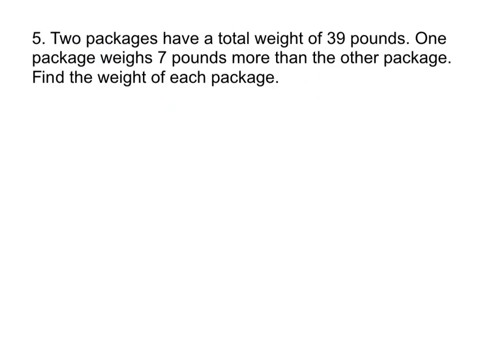Number 5, last example. 2 packages have a total weight of 39 pounds. One package weighs 7 pounds more than the other package. Find the weight of each package. Step 1, you have 2 equations. Each sentence will be an equation. So since we have 2 packages, let's let one of them be x and the other one be y. We know in the first sentence that 2 packages have a total weight of 39 pounds. Well, that means that if you have x plus y, x and y are your 2 packages, the total weight, which means you add them together, gives you 39 pounds.